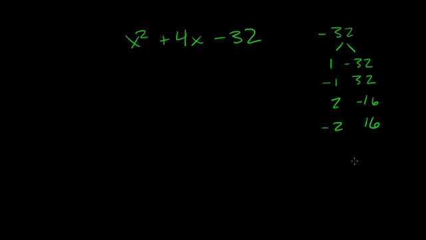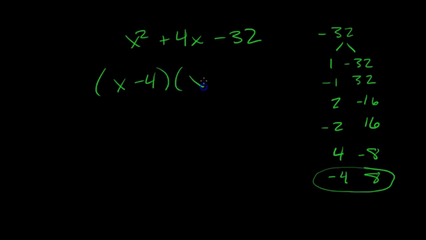That doesn't quite work. So I could do 4 times a negative 8 or negative 4 times a positive 8. And looking carefully, right, if I add these together, I get a positive 4. So my factors are x minus 4, x plus 8.